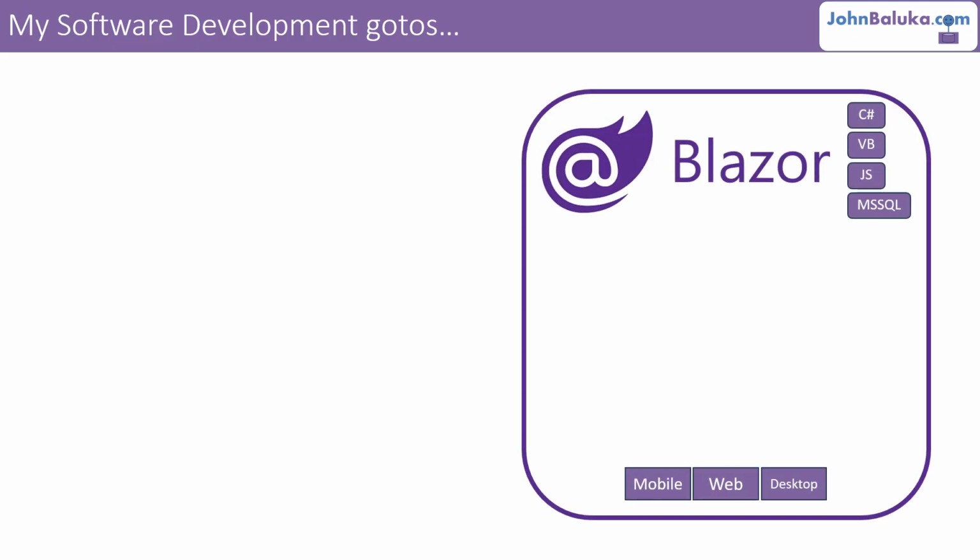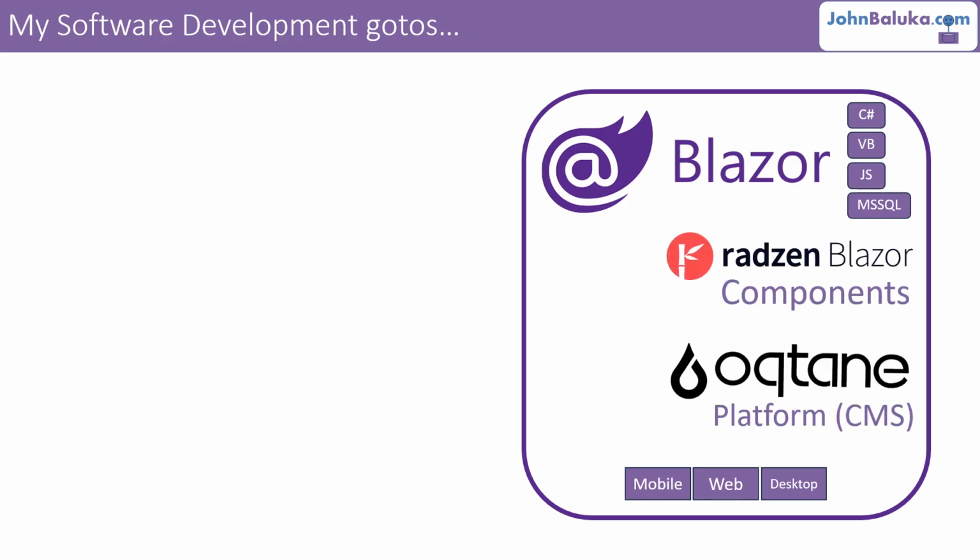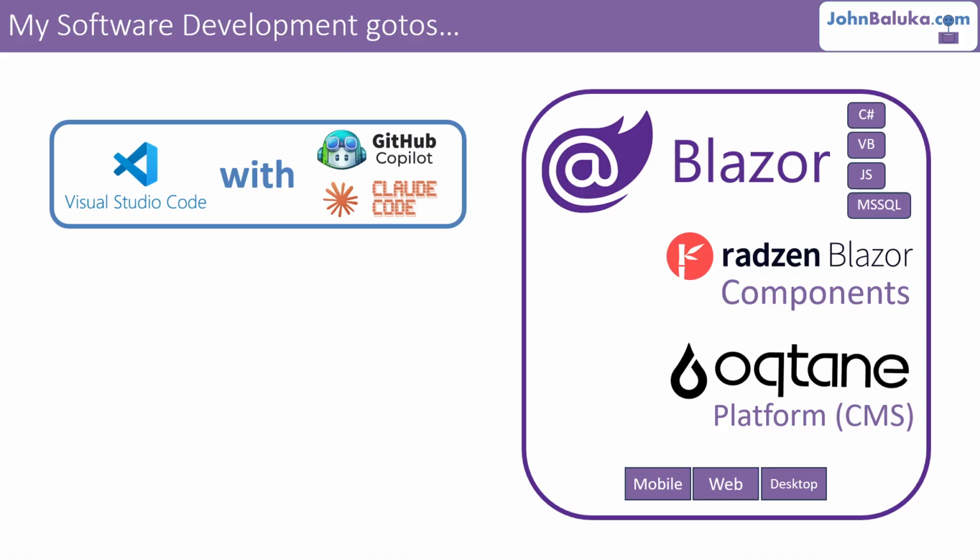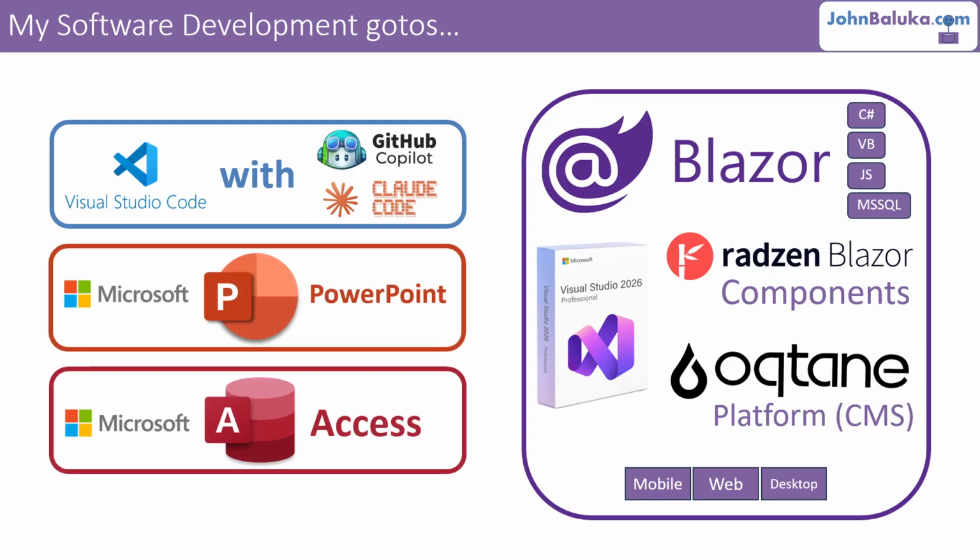So my software development go-tos, of course, Blazor when it comes to mobile, web, and desktop. But within the Blazor ecosystem, I really like the Radzen Blazor components as well as the Oqtane platform, which is kind of like WordPress for Blazor. I heavily use VS Code, but I primarily use it when it comes to my AI development or utilizing AI with GitHub Copilot and Claude Code. I'm still a big user of good old Visual Studio for my .NET development, including Blazor. I do a lot with PowerPoint and Access in particular when it comes to development and integrations. So yeah, these are my software go-tos.